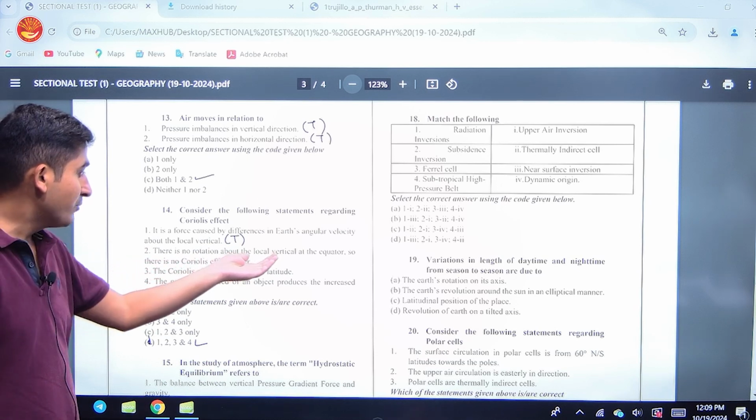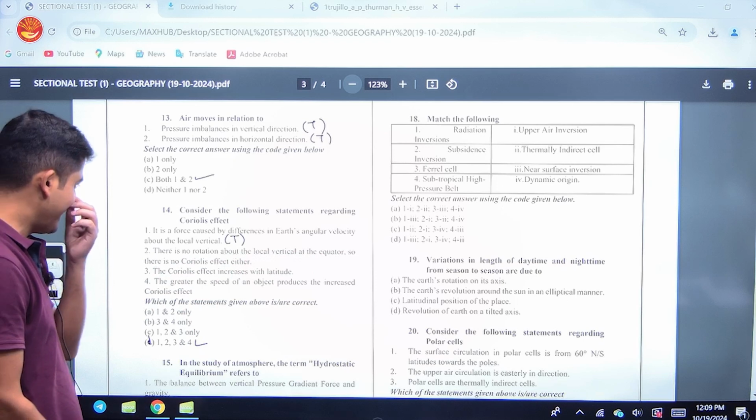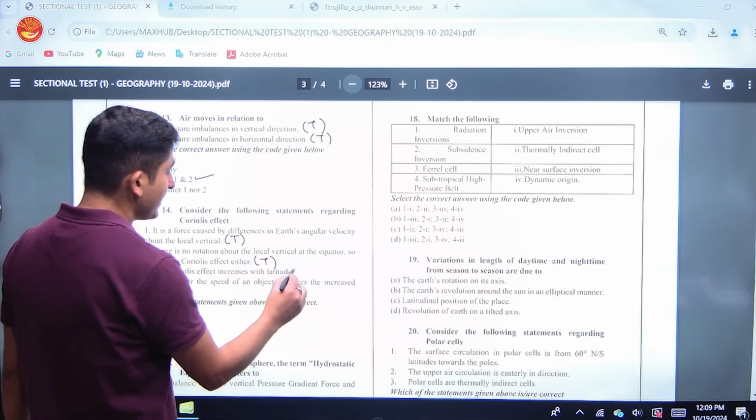There is no rotation about the local vertical at the equator, so there is no Coriolis effect either. Yes, again true. The Coriolis effect increases with latitude. Yes, true.